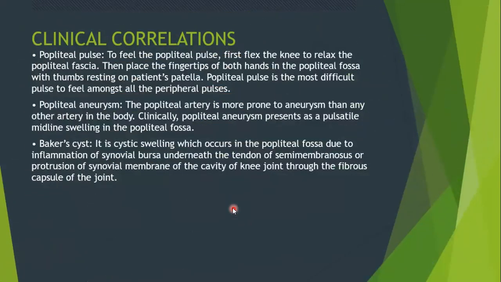Now, what are some clinical correlations? First, the popliteal pulse. To feel the popliteal pulse, the patient has first to flex the knee so as to relax the popliteal fascia. Then you place the fingertips of both hands in the popliteal fossa with the thumbs resting on the patient's patella. The patella is your kneecap. Then you will feel the pulsation, but the popliteal pulse is the most difficult pulse to feel amongst all peripheral pulses. So you better use other pulses such as the radial pulse. We will look at them.